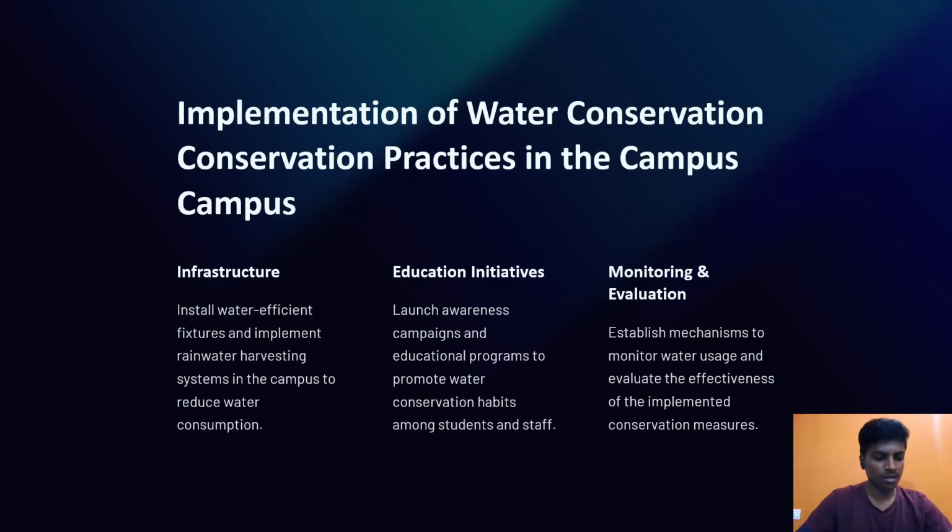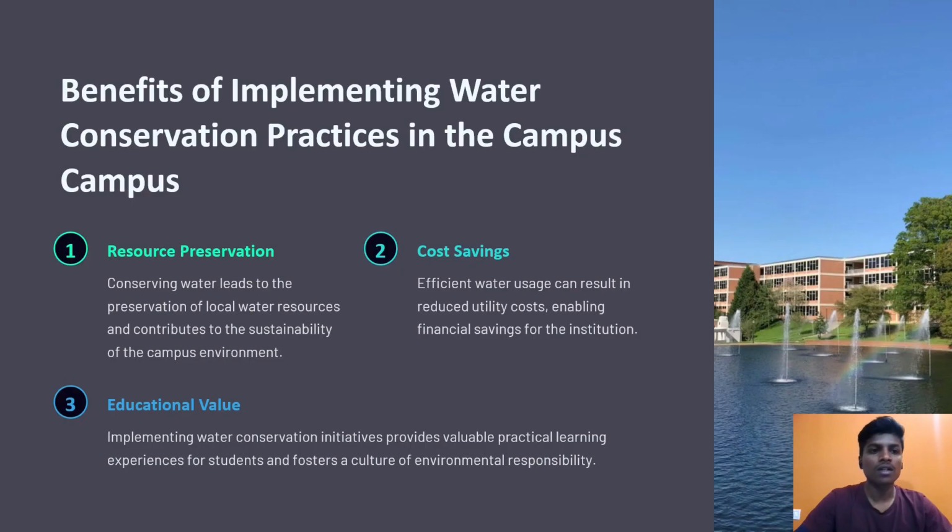Implementation of water conservation practices on the campus. Infrastructure: we installed water-efficient fixtures and implemented rainwater harvesting on the campus to reduce water consumption. Education initiatives: launch awareness campaigns and educational programs to promote water conservation habits among students and staff. Monitoring and evaluation: establish mechanisms to monitor water usage and evaluate the effectiveness of the implemented conservation measures.